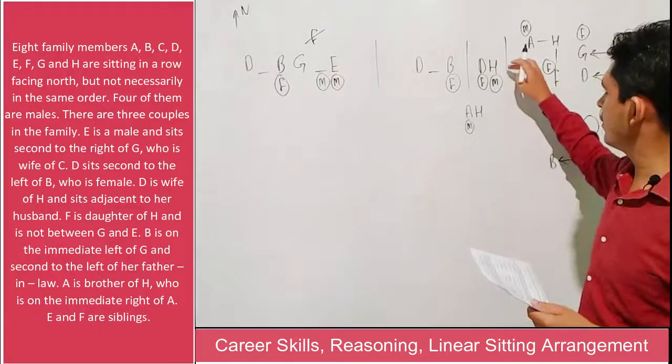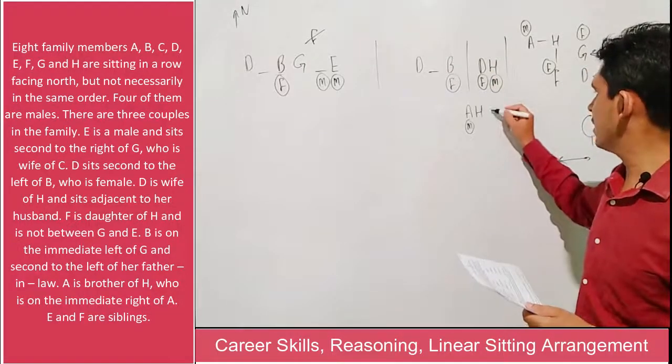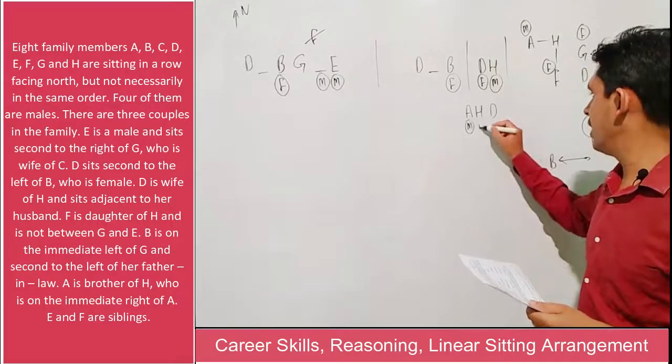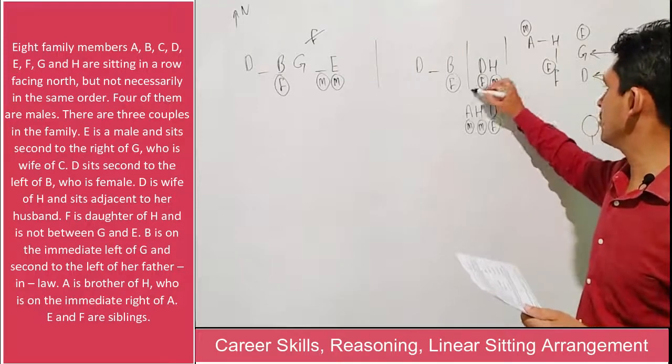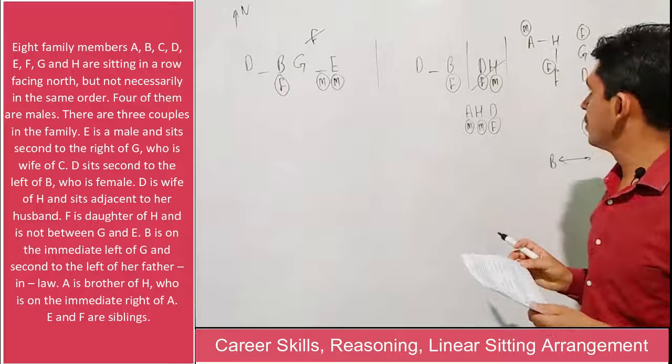We have already been given this condition that D and H should be adjacent. So if H is here, D must be here, right? H male given, D female given. So we have got this arrangement. We can cancel out this, right? Okay.